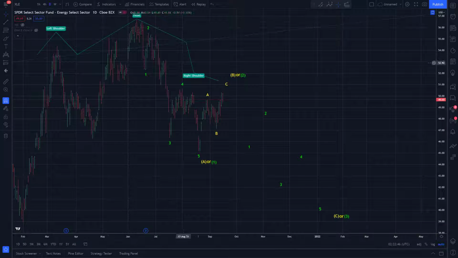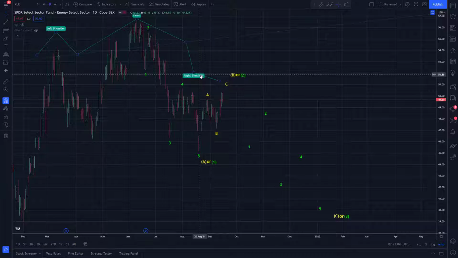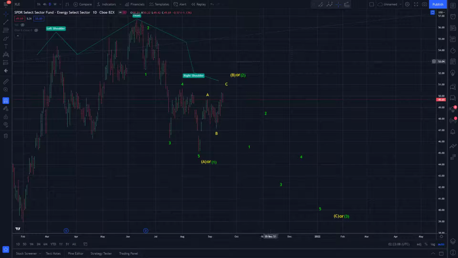I'll start off with the basic classical chart pattern: we do have a head and shoulders top looking pretty clear here. We've got the left shoulder, head, and the right shoulder. I actually like that the right shoulder is clearly weaker than the left shoulder. That adds a little bit of confidence, in my opinion, to a head and shoulders topping pattern and then reversal.